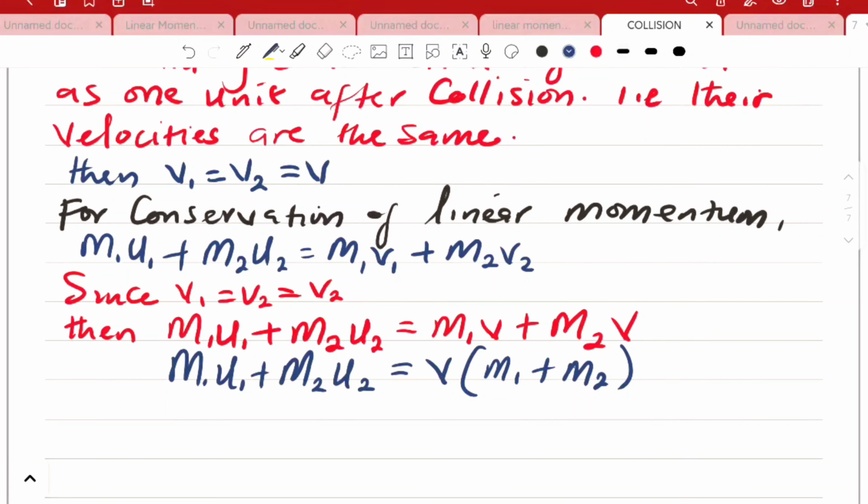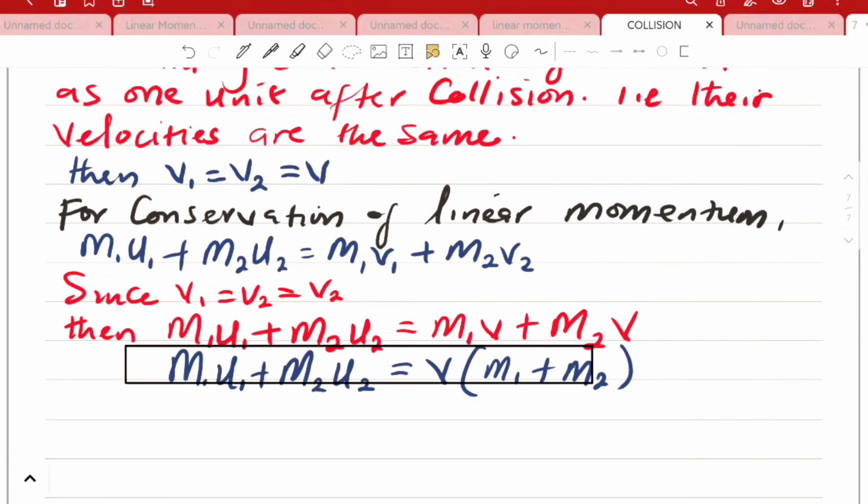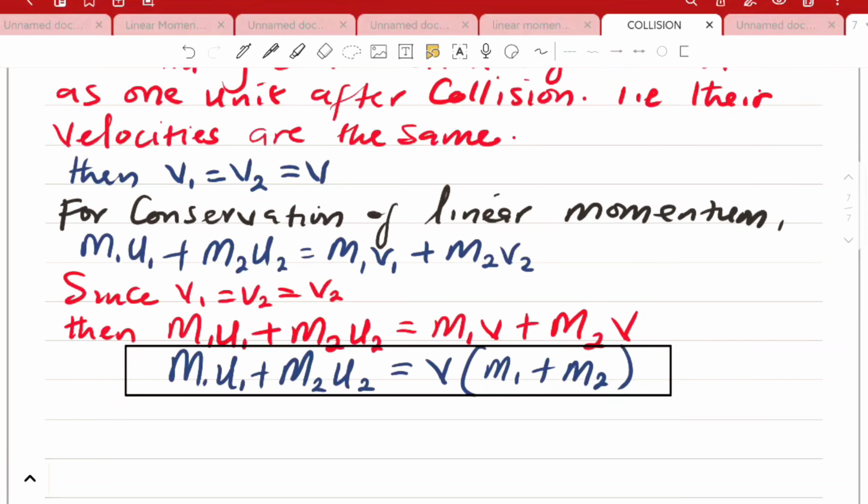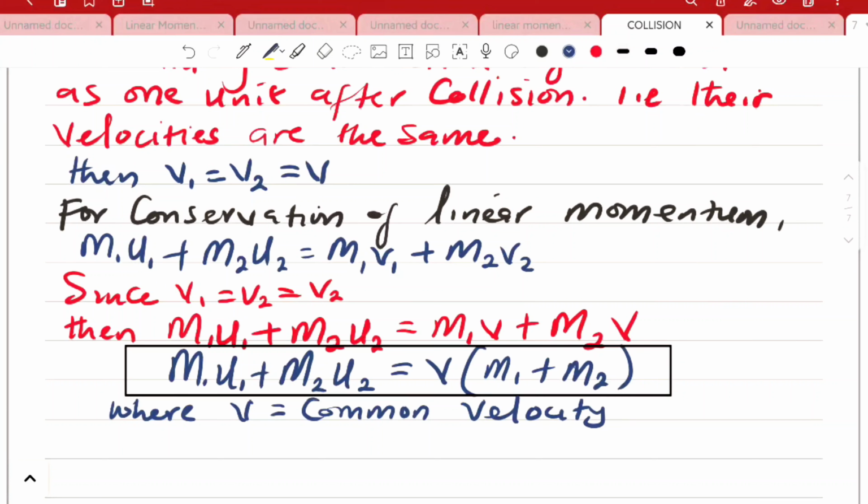I hope you are getting this part, because V is common between M1 and M2 when you consider the final velocity. Please take note of this equation, very important for you. Now, V is equal to what? The common velocity between M1 and M2 when you consider the final velocity, please. The common final velocity.